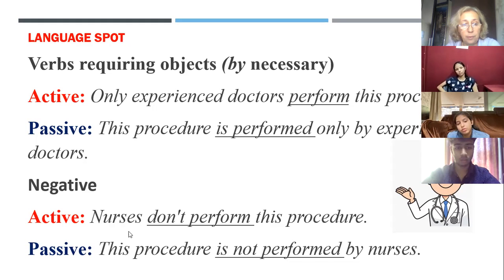And negative sentences. Also an example in active voice: nurses don't perform this procedure. Do is the auxiliary involved here in this form. And the passive voice sentence: this procedure is not performed by nurses. We also need by nurses because this is very important.